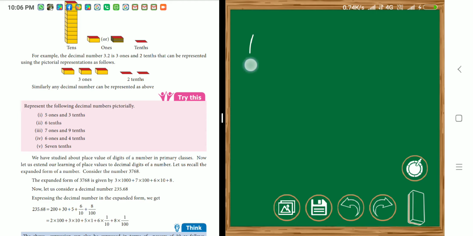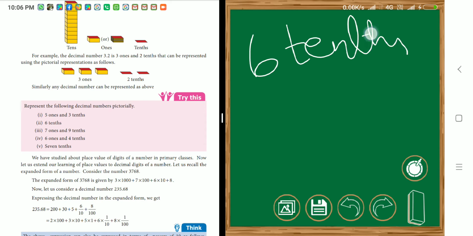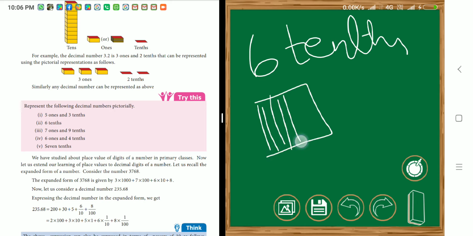Same way, 6 tenths. There is no whole part at all, only the decimal part. So take one full square box and divide it into 10 equal parts, because tenths are given: 1, 2, 3, 4, 5, 6, 7, 8, 9, 10. Shade the 6 parts.